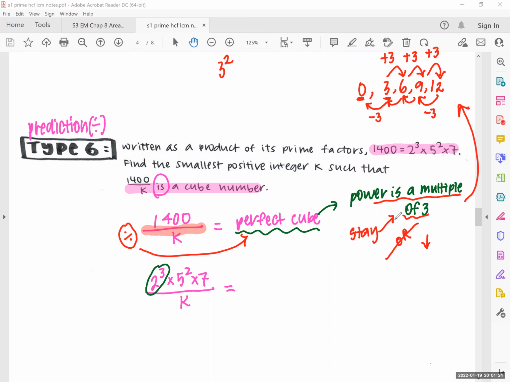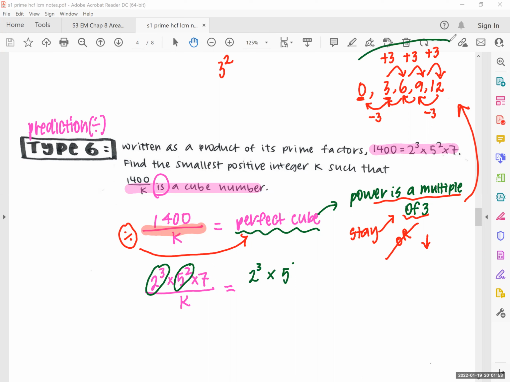Yes. So will it stay or will you need to make it go down? Stay. So it just stays 2 to the power 3. Next, can you see this 5 squared? Does it meet the condition that's about multiple of 3? No. So it will stay or go down? Go down. Go down to what? 0. 5 to the power? 5 to the power? 1.